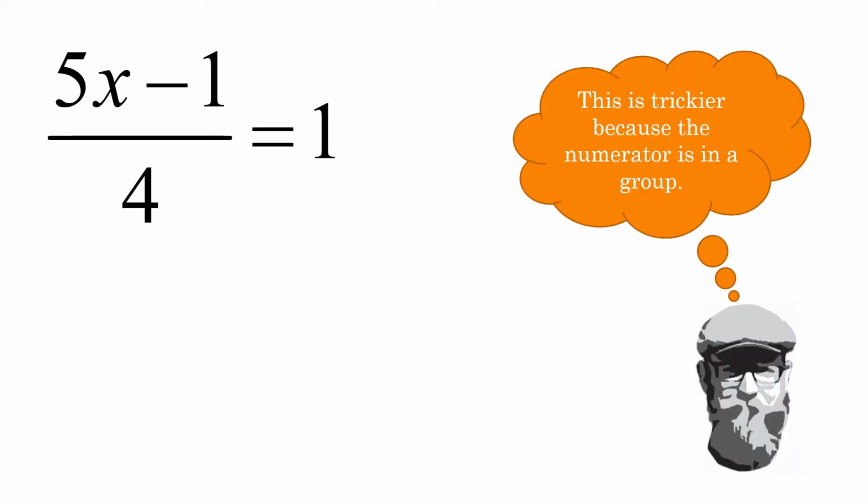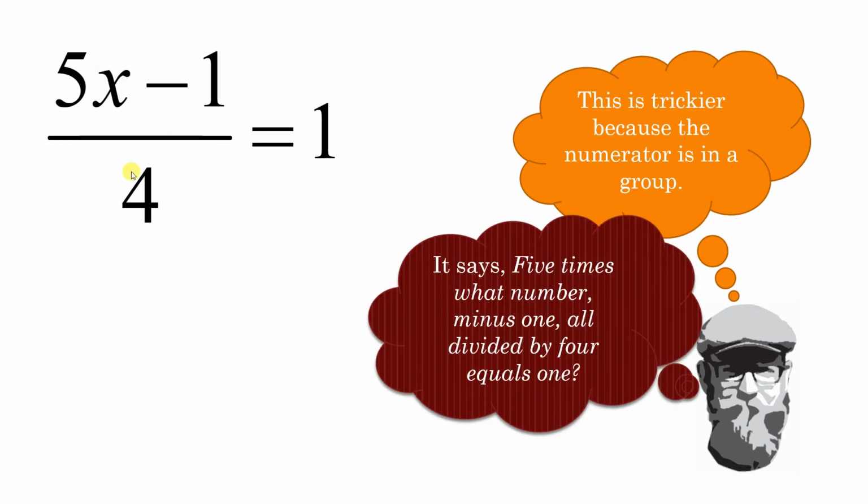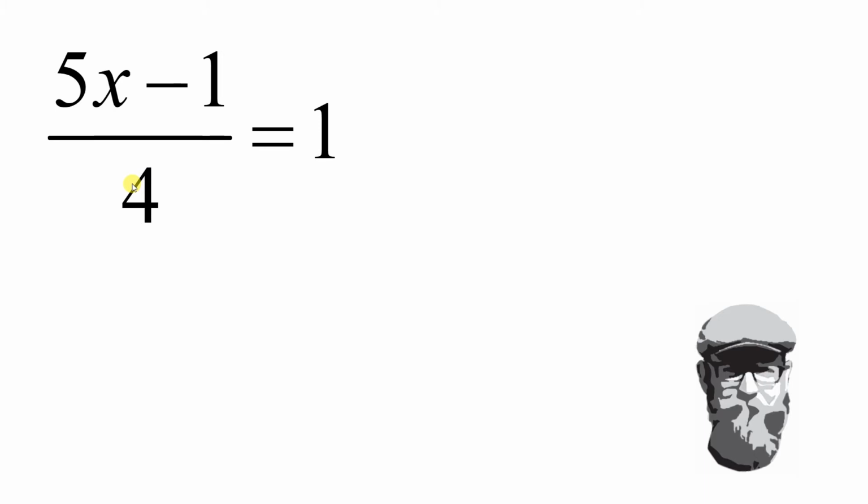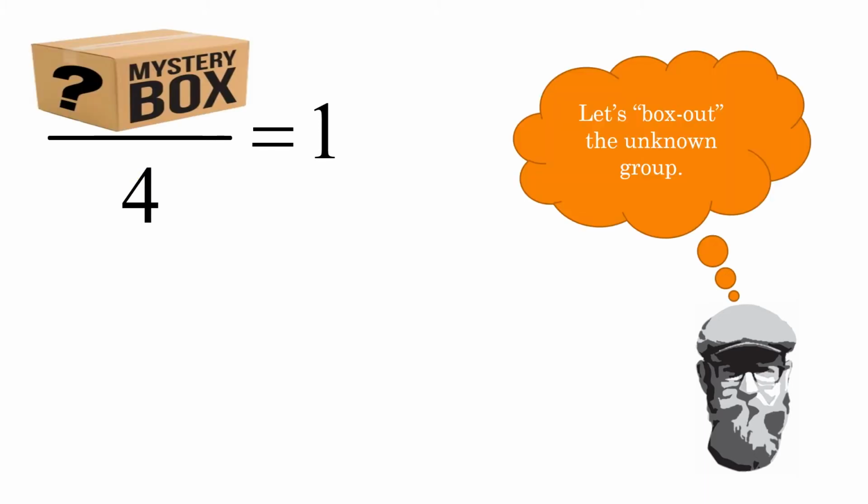Now let's look at a little bit uglier one right here. This one's, well, it's rational. It's 5 times what minus 1, that whole thing divided by 4, equals 1? That's so ugly. Reading it doesn't really help, but here's what I do know. I know that I'm dividing some unknown value by 4, right? So let's put our mystery box in that unknown value right there.